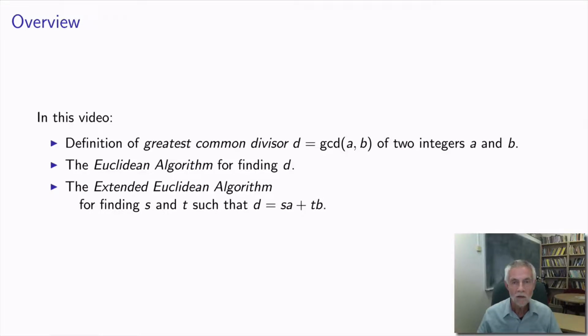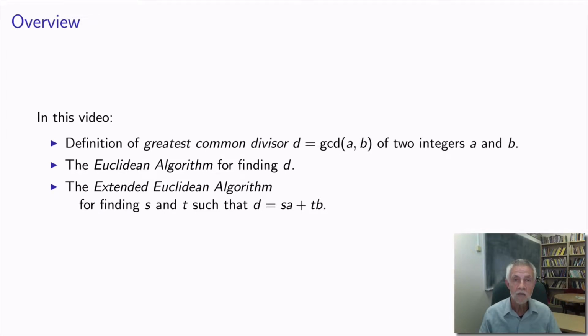In this video, I'll define what we mean by the greatest common divisor of two integers a and b. And we will give an extremely efficient algorithm, the Euclidean algorithm, for actually finding d. Much more efficient than factorising the two integers a and b and then just looking for the common factors.